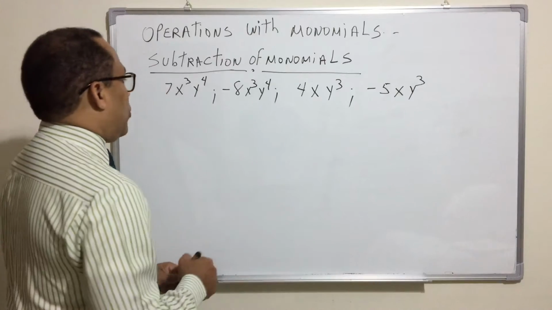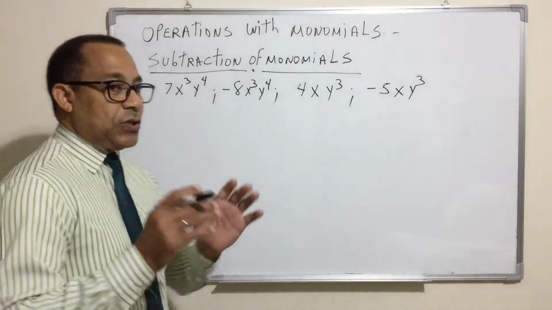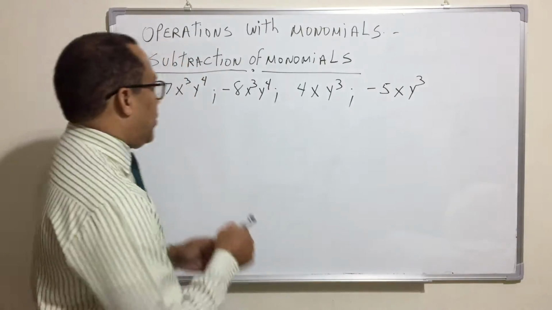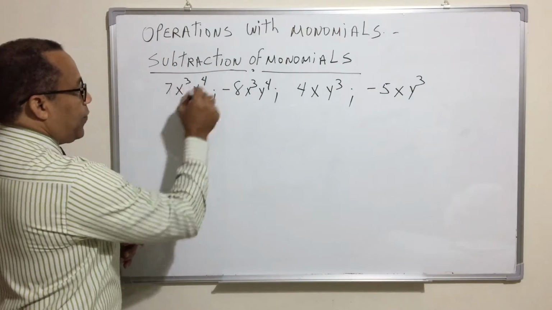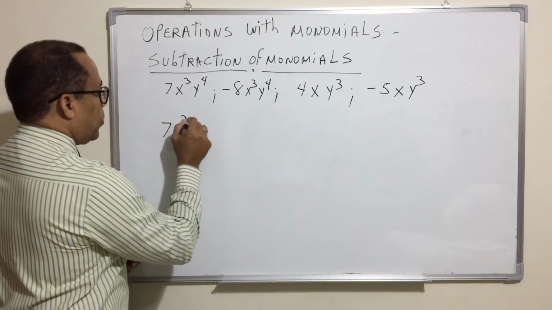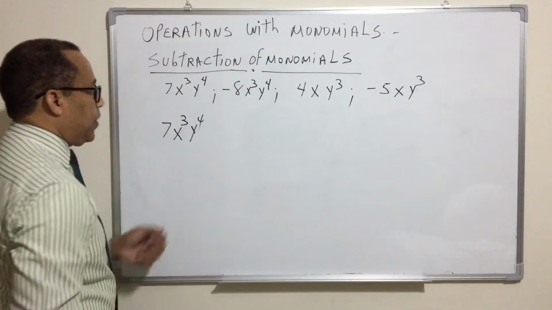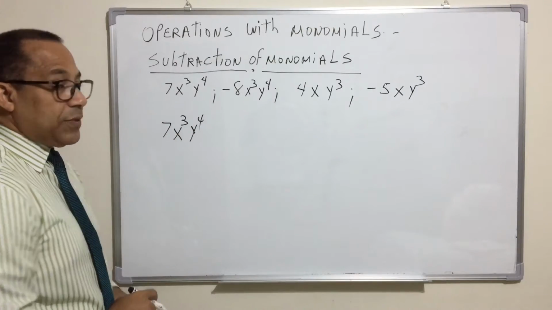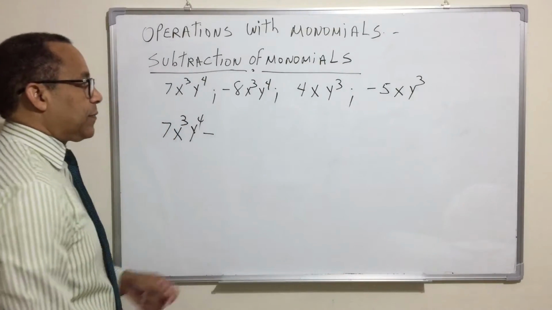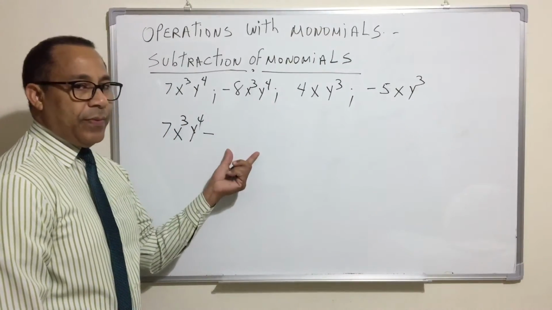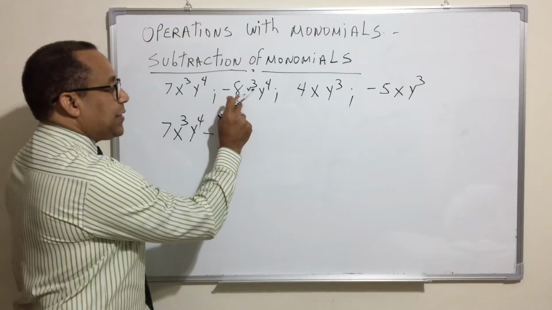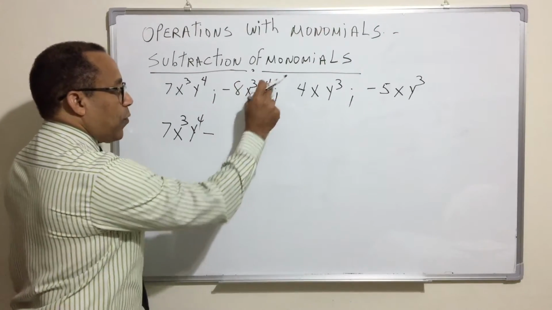We are subtracting monomials, so I'll be subtracting. Subtraction means negative. So I'll bring down the first term, which is 7x to the third y to the fourth, the first monomial. I'm subtracting, so this is minus the next term. And the next term is negative 8x to the third y to the fourth.